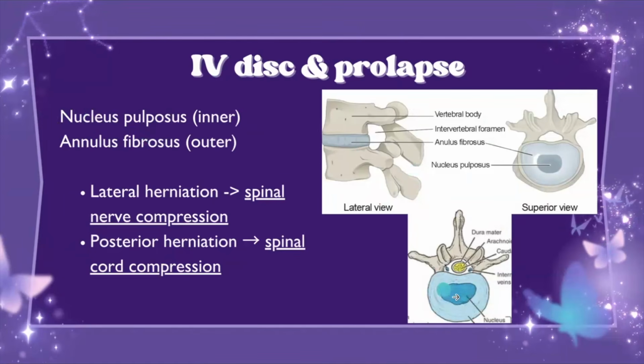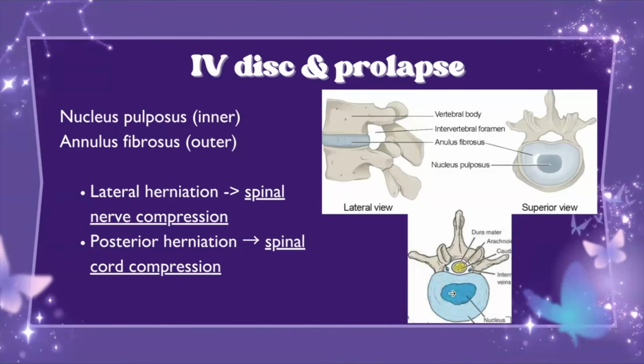The nucleus pulposus is a gel-like structure inside in the middle, and it acts as a shock absorber. However, as people age, it gets replaced by fibrous tissue. Around that, you have the annulus fibrosus, and it is a very strong structure that is there mainly to keep the nucleus pulposus inside.